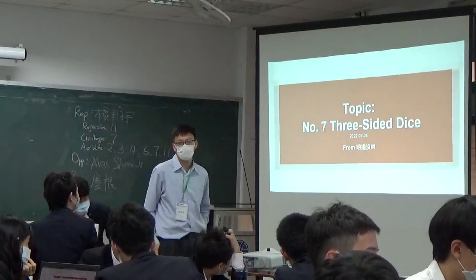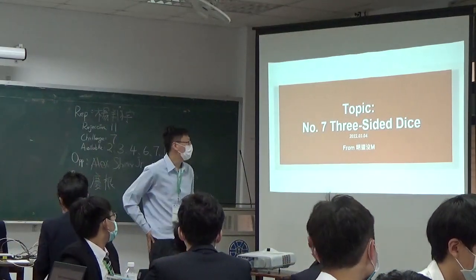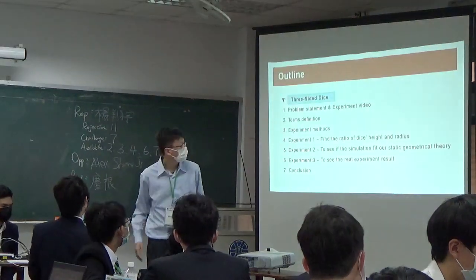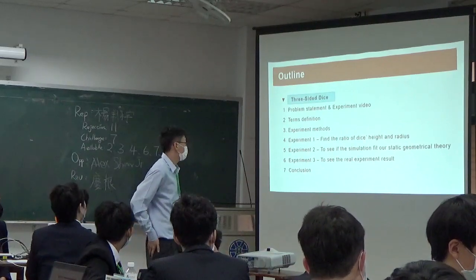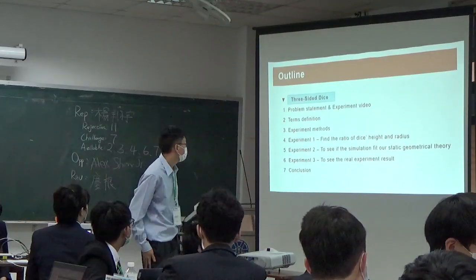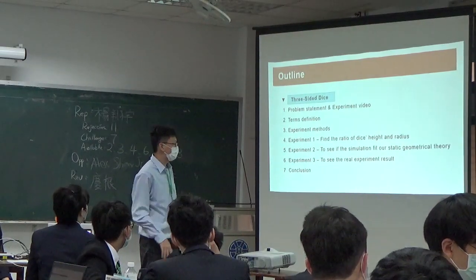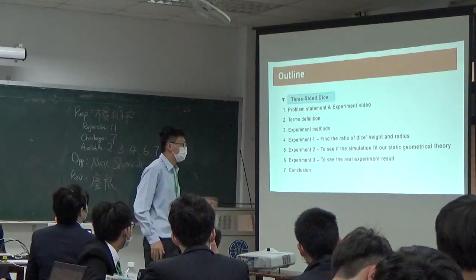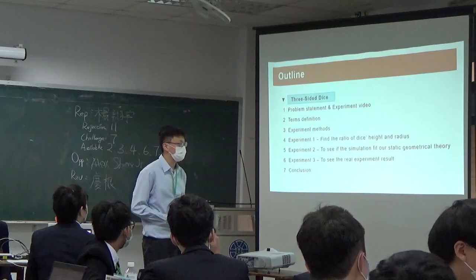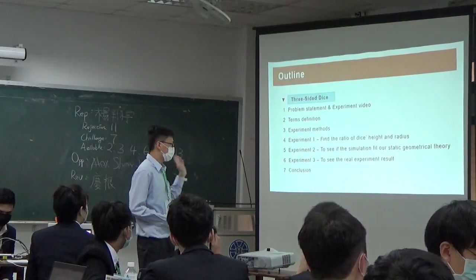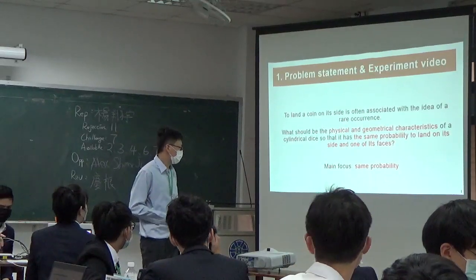Good afternoon, our competitors and judges. I'm Yang Chen from Mingdao Mayhem, and today our topic is number 7, three-sided dice. And this is our outline. At first, we'll have our problem statement and experiment medium, and we'll go to our terms definition. And then we'll talk about our experiment method like setup and other things. For experiment 1, we're going to find the dice's height and radius. For experiment 2, we're going to see if the simulation fits our static geometrical theory. For experiment 3, we're going to see the real experiment result. And we'll have our conclusion.